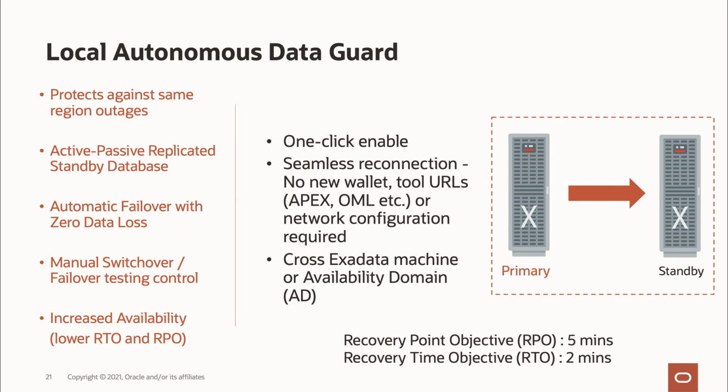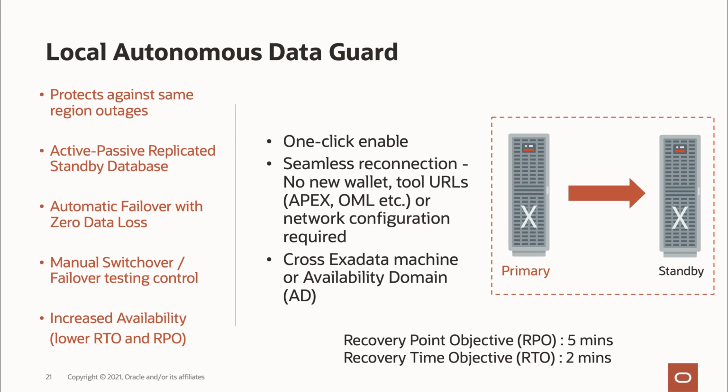And as I promised before, the RPO, the recovery point objective, with local Autonomous Data Guard enabled is 5 minutes, which means there can be a maximum of up to 5 minutes of data loss. And the RTO is 2 minutes, which means that there should only actually ever be downtime worth 2 minutes before automatic failover is able to kick in and fail over to the standby database.